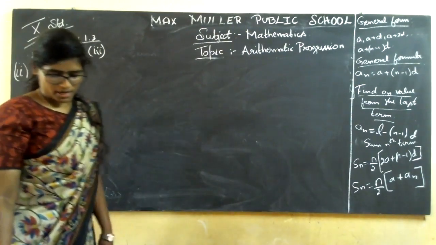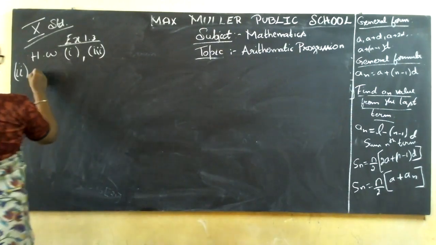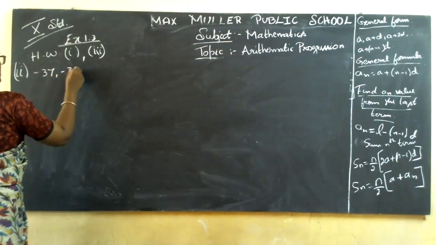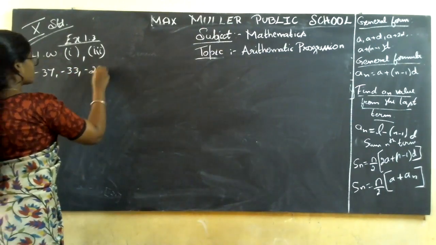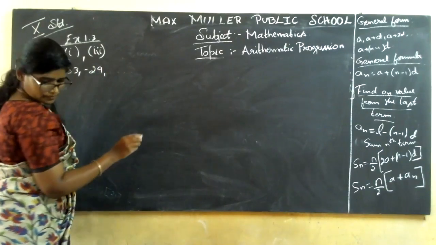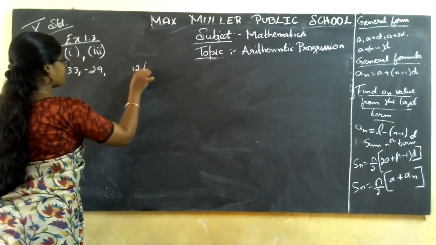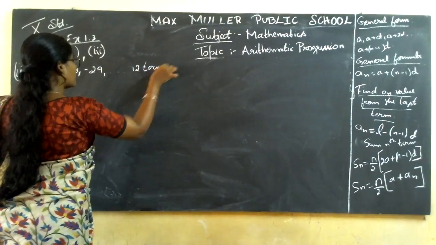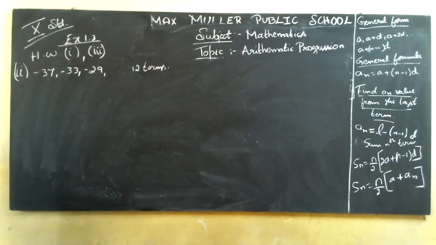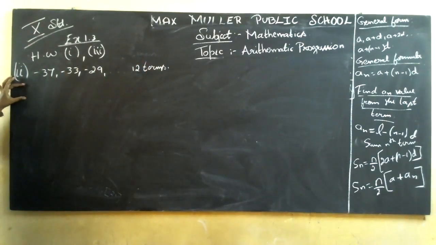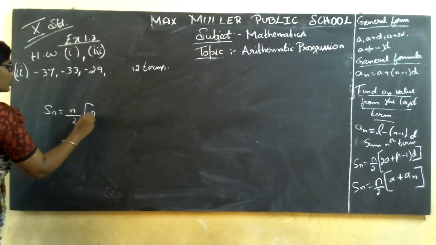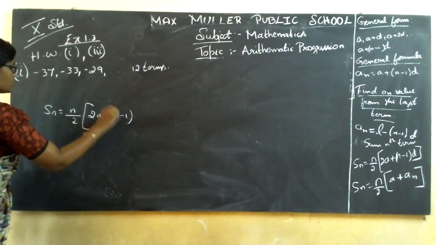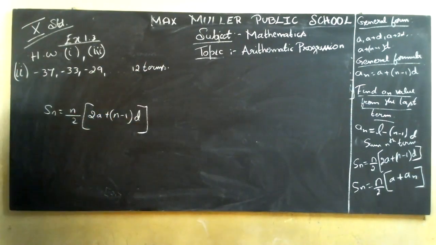Find the sum of the following arithmetic progression. So it is minus 37, minus 33, minus 29, up to the 12th term. Okay. Now leave 3 lines and then write the formula. Sn is equal to n by 2 into 2a plus n minus 1 into d. So this is the formula you have known for finding the sum of the nth terms.